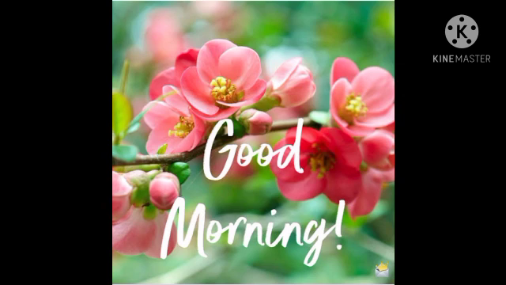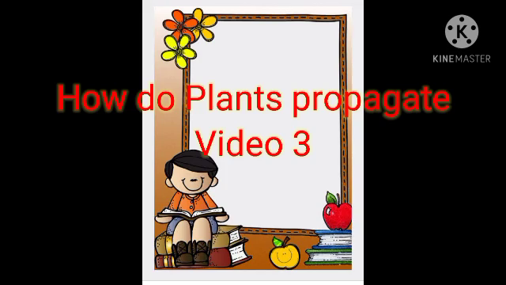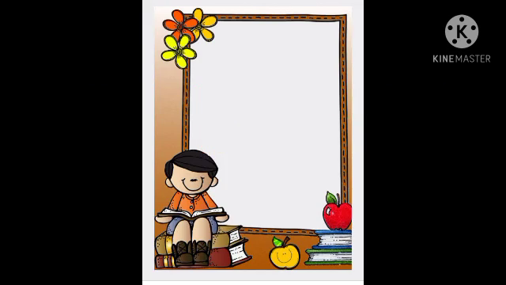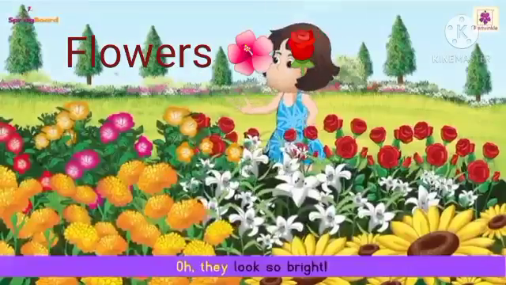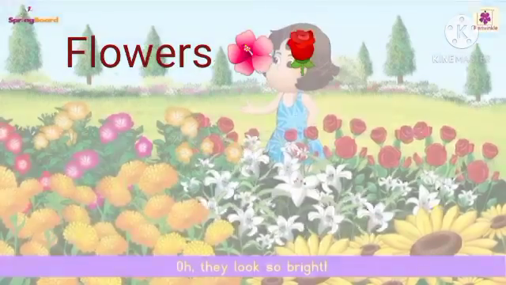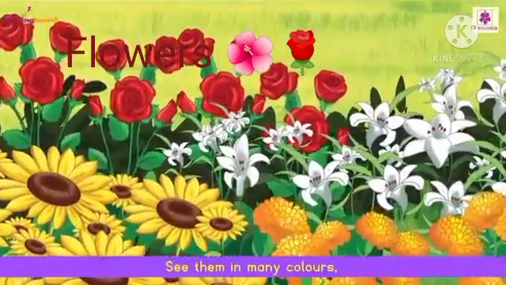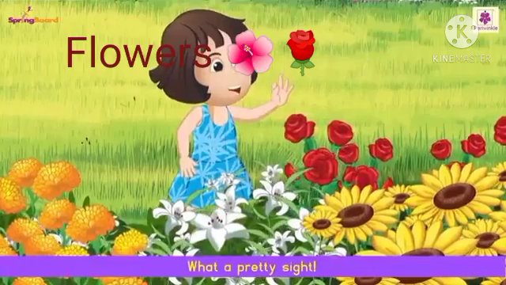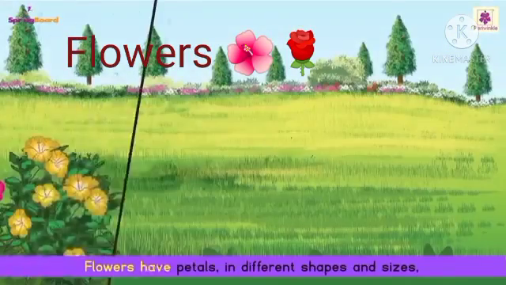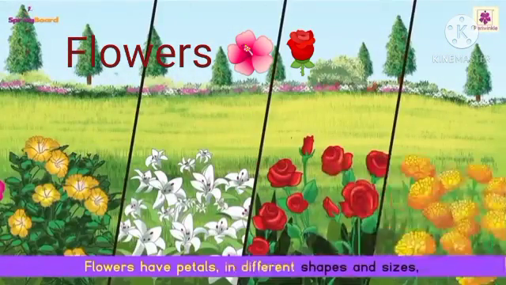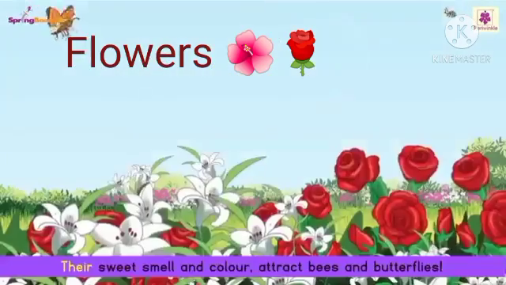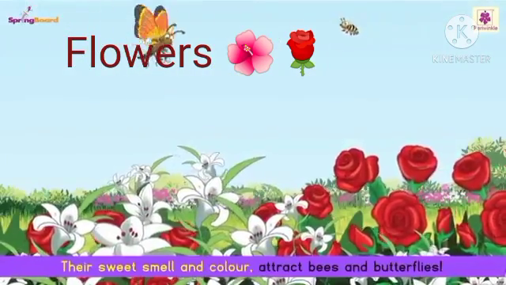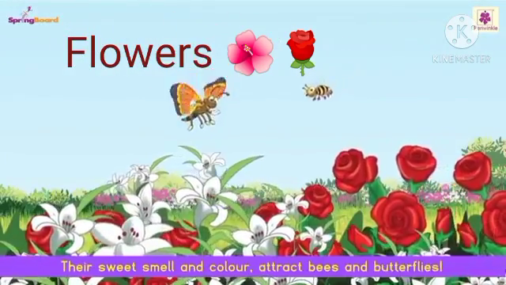Let's start today's class. Chapter: How do plants propagate? Children, do you like flowers? Yes, of course. We all like flowers because flowers are very beautiful and pleasant to see. Flowers have petals in different shapes, colors and sizes. Their sweet smell and color attract bees and butterflies.